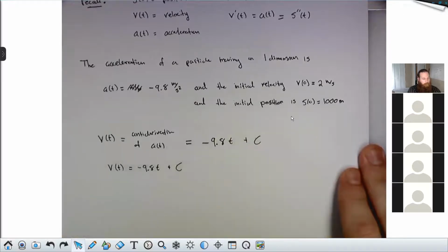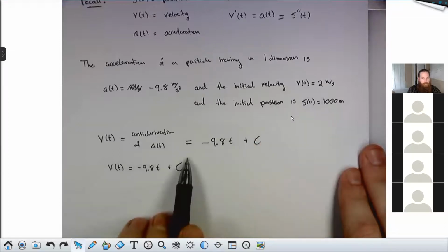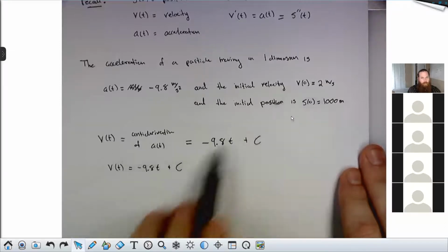So you're right. If I wanted to take another antiderivative to get to s, the c would become c times t, and then I would need another constant, plus d or something like that. But here, because we have this bit of information, I can solve for c. These are called initial value problems.